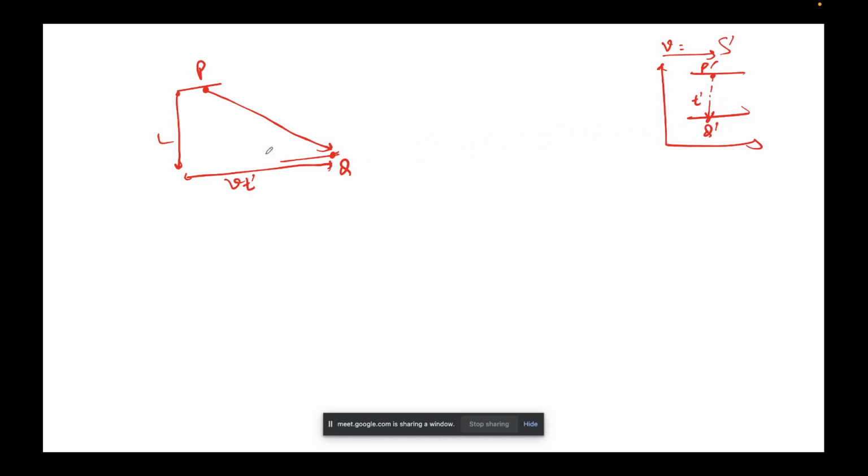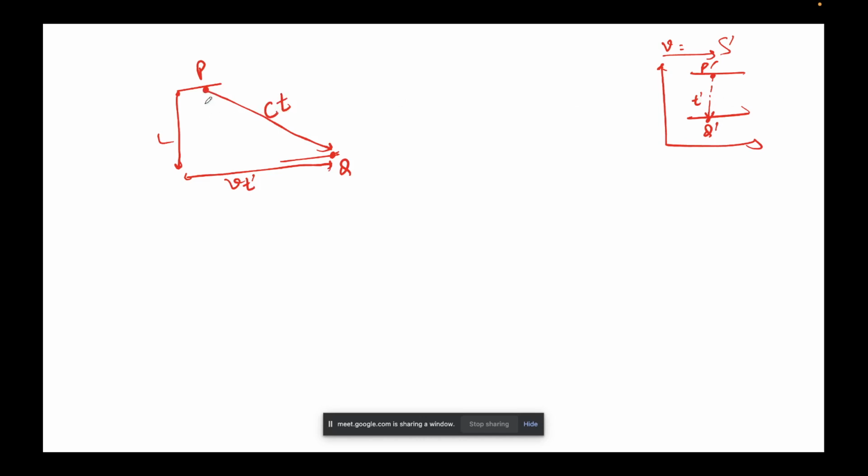Direct correspondence, right? And what I was saying is that since the photon will travel with velocity c, let's say the time taken by the photon to travel this distance is t. Why t? Because we are in the rest frame, and the same was t prime here.